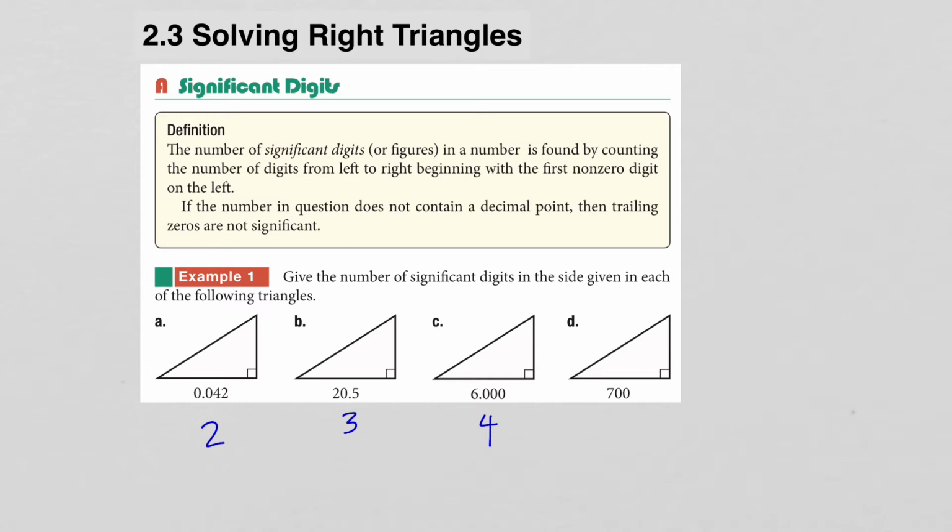The final number does not have a decimal point. So if we start counting with the first non-zero digit and we don't count the trailing zeros, this has 1 significant digit. Now, if we wanted the 700 to be significant, all 3 digits to be significant, the way we would write that is 700 with a decimal point and then no zero after the decimal point. If we wrote it that way, it would have 3 significant digits.